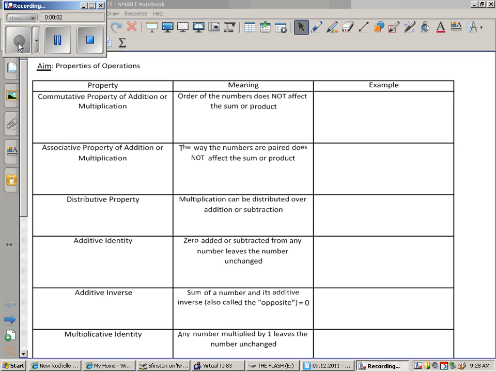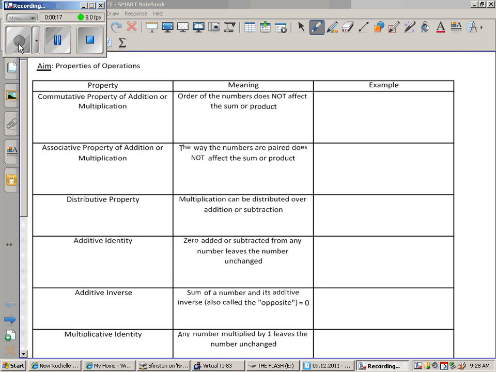So today we're going to learn about properties. Commutative property of addition and multiplication. It basically means the order of the numbers does not affect the sum or the product. Can anybody in here give me an example of the commutative property? Let's write that first one down.